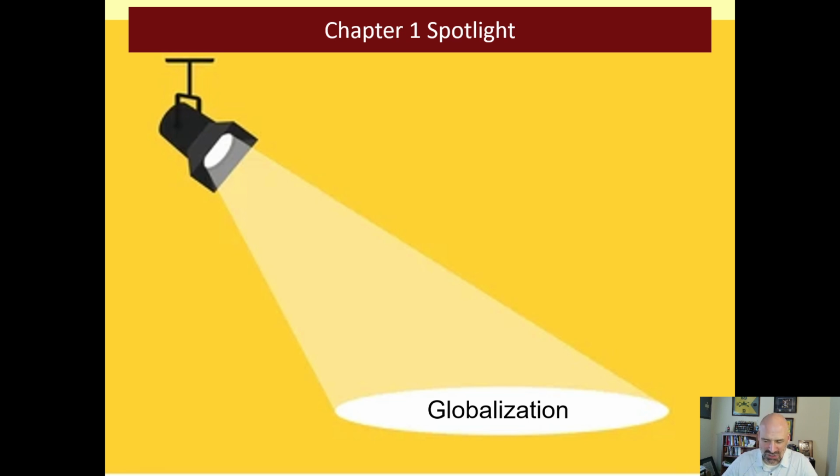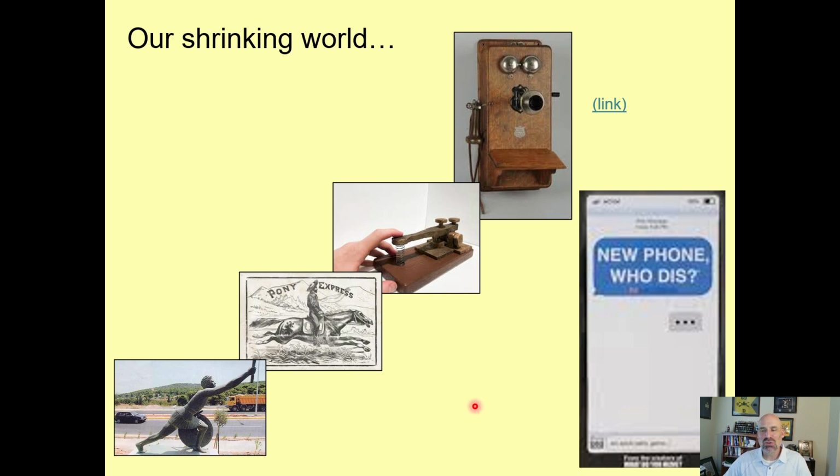So chapter 1 covers this term called globalization. And maybe you're wondering, what is this concept of globalization all about? Well, I'm very glad you asked, because globalization has to do with how the world has shrunk essentially.